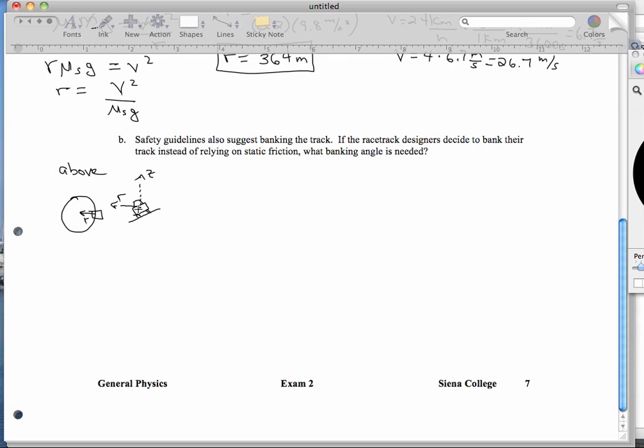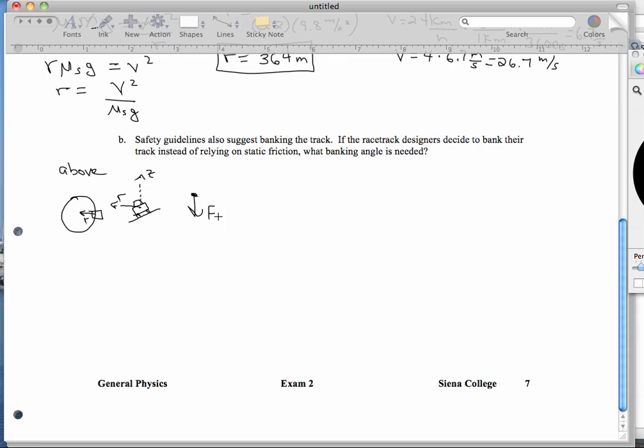The reason I want my coordinate system like this is because I want my acceleration to be in the same direction as one of my coordinates. So I know my acceleration here is going to point to the center of the circle, so I want my r direction to be the same direction as the acceleration. So I'm going to draw my free body diagram.